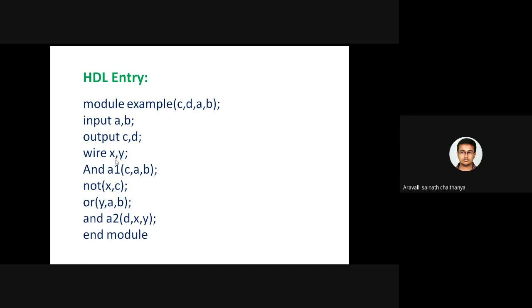Declaring is over. Now I need to write the logic present inside my module. I have two AND gates here. The first AND gate I am naming A1, the second A2. The output of your first AND gate is C, with corresponding inputs A comma B. The output of your AND gate is C and the inputs are A comma B.